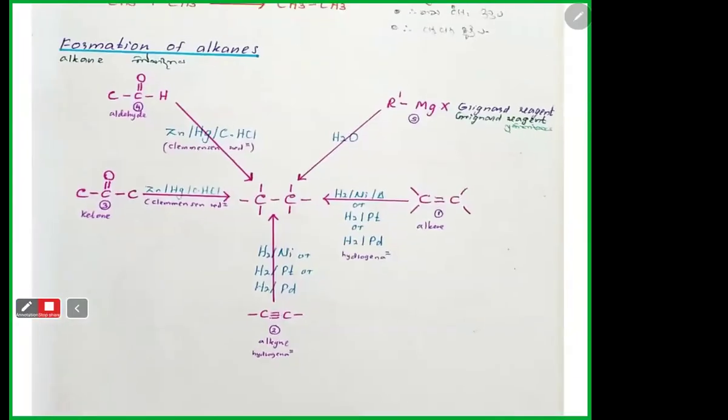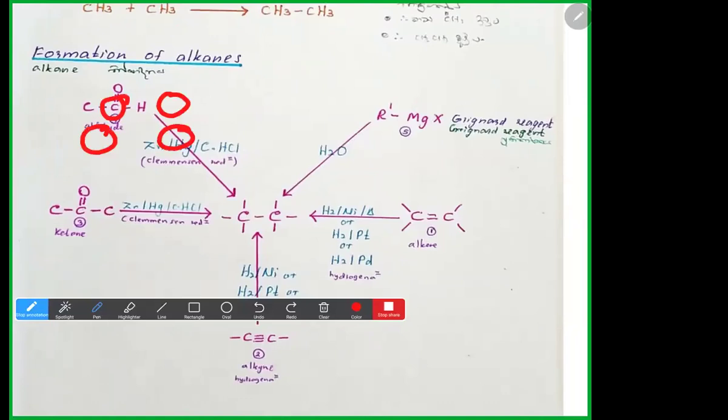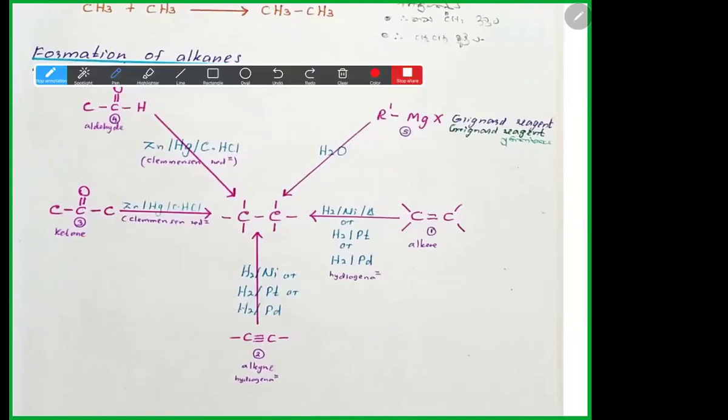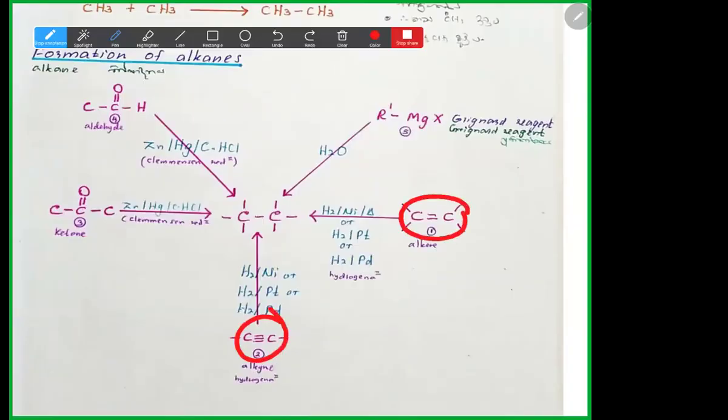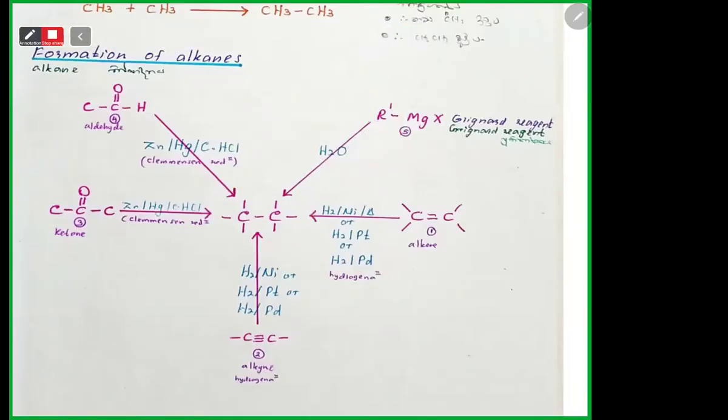Then formation of alkanes. Both these are carbonyl compounds going with the Clemmensen reduction, and both these are unsaturated, so with hydrogen and a catalyst, you can go for alkanes. And the Grignard, at that time it was really hard for you to understand Grignard. Now you guys know that this bond breaks from here, and R prime gets a hydrogen from this one to make this alkane.